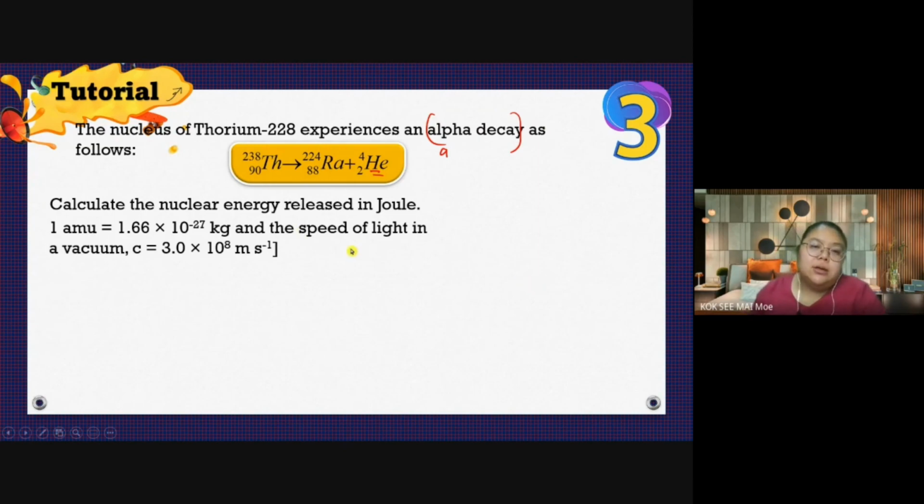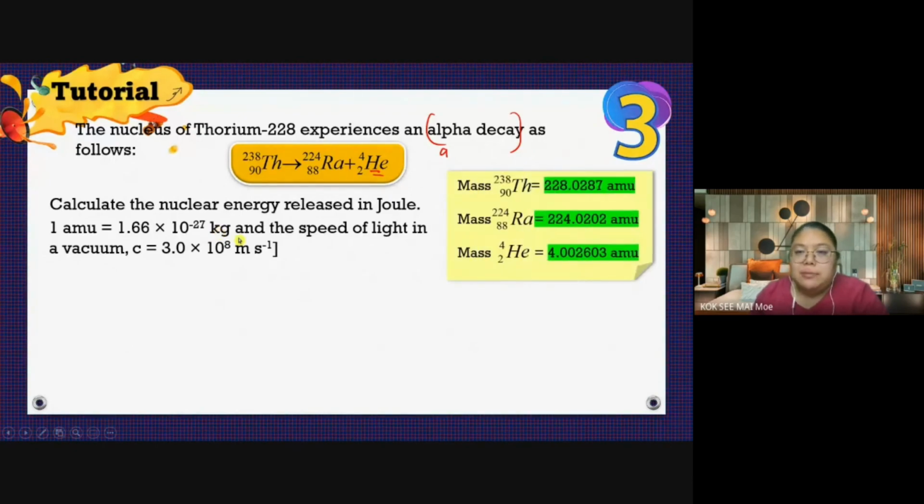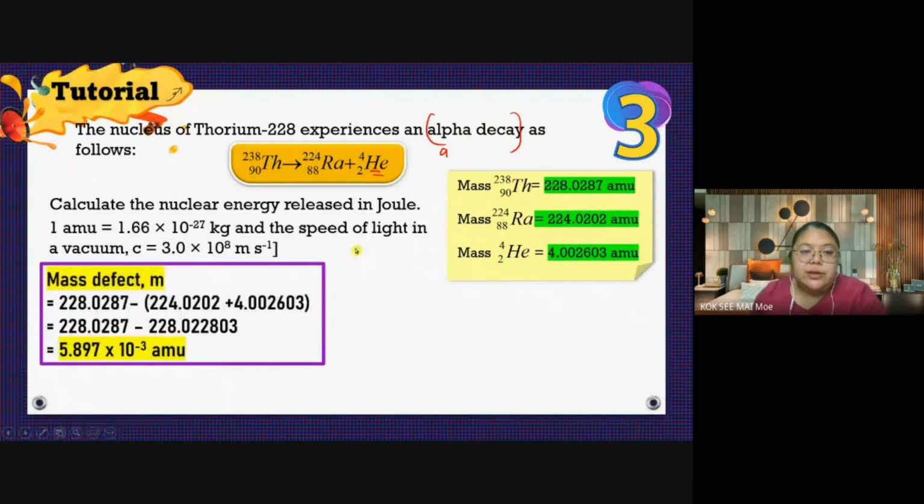So from here, this is the info they give you. They want you to calculate the nuclear energy released in joule. So must have the mass, if not, cannot do the calculation. So the thorium, radium, and also helium. You take the first one and minus the rest. Find the mass defect first. So we get the mass defect like this. Write all the numbers, don't cut. After that, I find the AMU becomes like this.